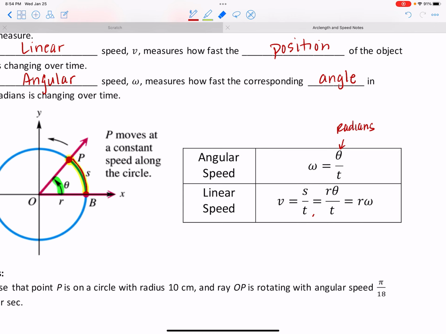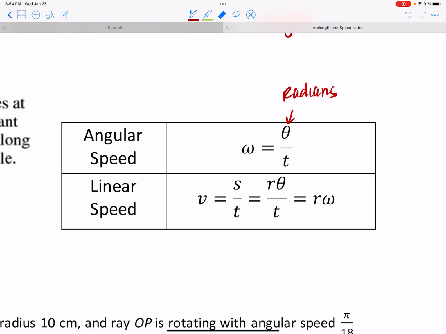Because there are connections between these things. So on the front of the notes, we said that the arc length can be found by multiplying the radius and the angle. So instead of just taking s and dividing by t, we can also do r times theta and divide it by t. And then because here we defined theta over t as w, then theta over t could be replaced by w. So instead of r times theta over t, r times w. Not w, omega. But you're going to read it as w. That's why I keep saying that.